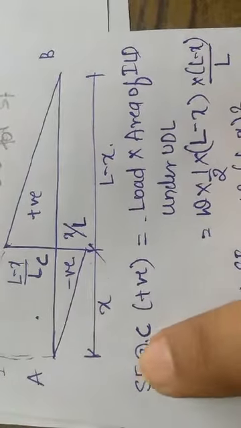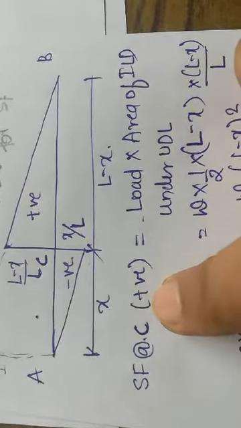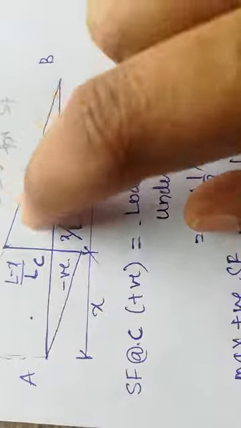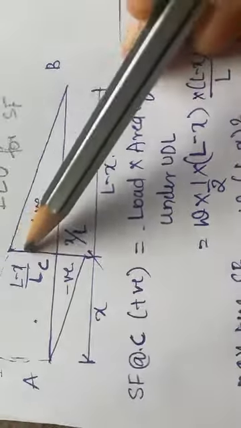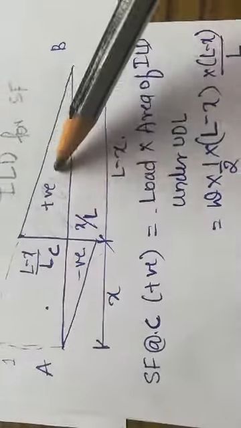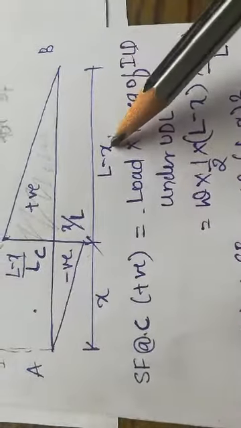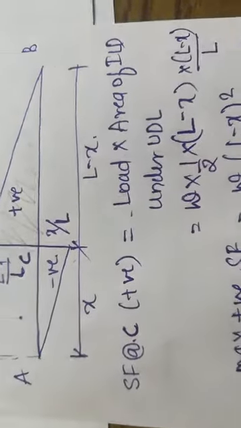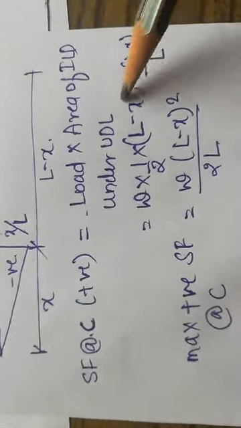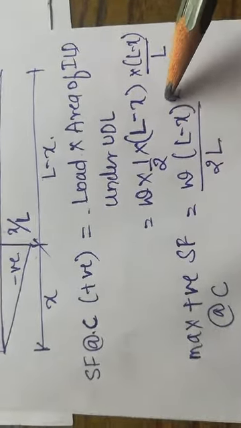Now, shear force at C, if I want the positive value, is load multiplied by the area under this UDL. So what is it? Half base into height. What is the base? L minus x, and the height is L minus x divided by L. So after doing the calculation, we will get W by 2L into (L minus x) squared.